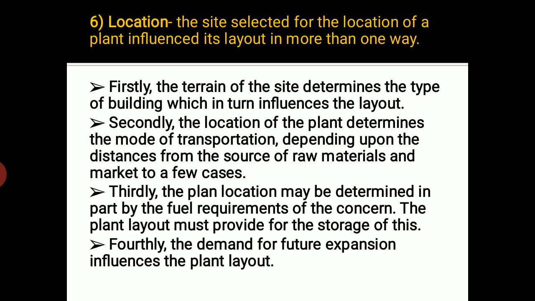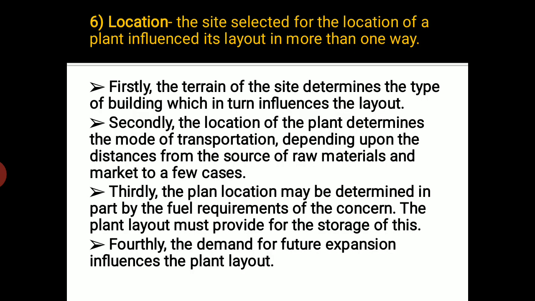The third one is the plant location may be determined in part by the fuel requirement of the concern. The plant layout must provide the storage of this. That means if you require the fuel, if you require a storage place for it, then does the plant location provide that or not? If it provides, then the layout would be like that. If it doesn't provide, the layout would be the other way around. That means in short, the location affects the plant layout.